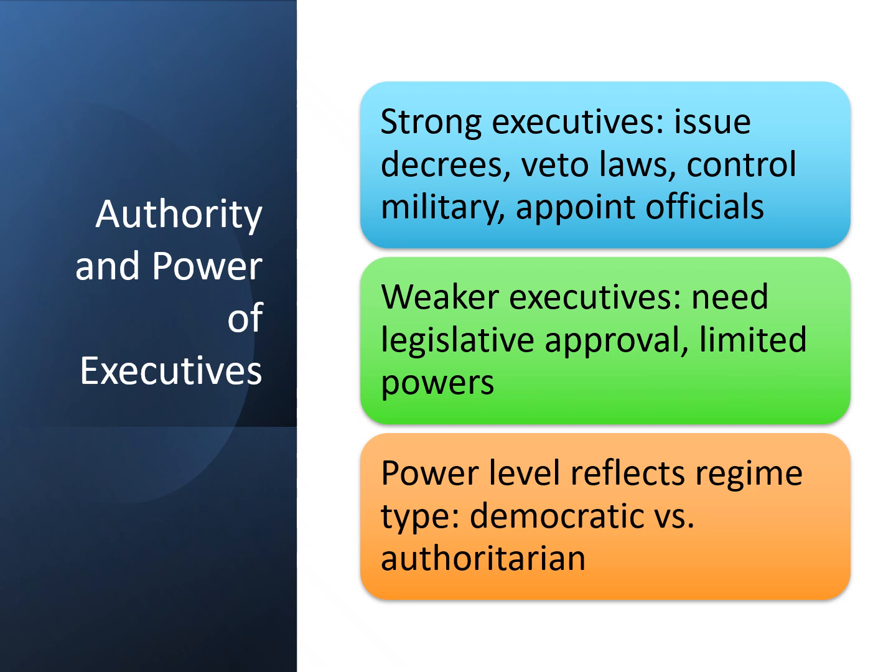Authority and power of executives basically mean that not all executives are equally powerful. Strong executives often issue executive orders or decrees. They can veto legislation, appoint judges or cabinet members, and control the military and foreign policy. Weaker executives may have to share power with the legislature, require legislative approval for major actions, and be removed more easily, for example by a vote of no confidence. The power of an executive often reflects the country's regime type, democracy versus authoritarianism.